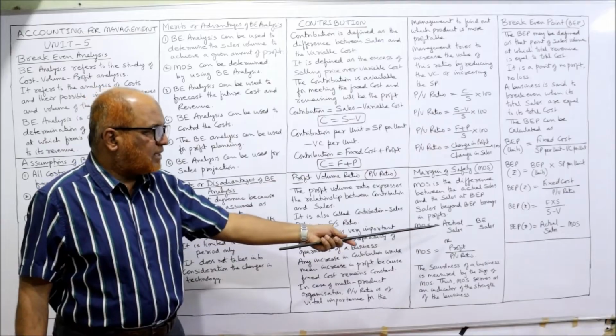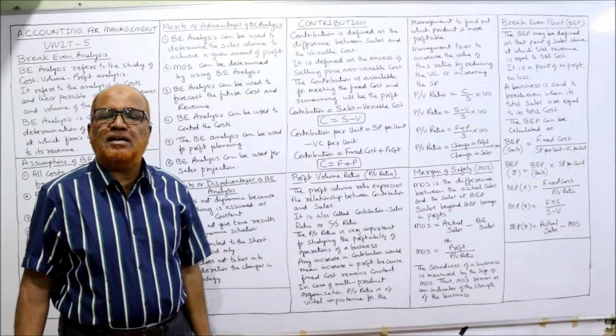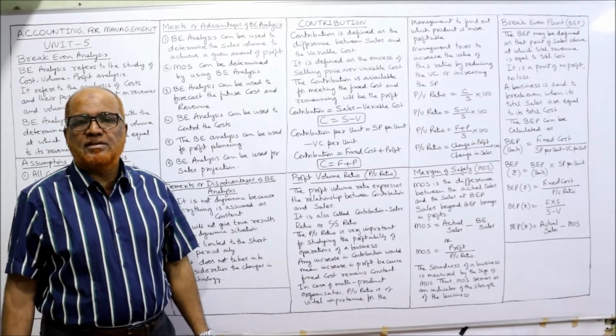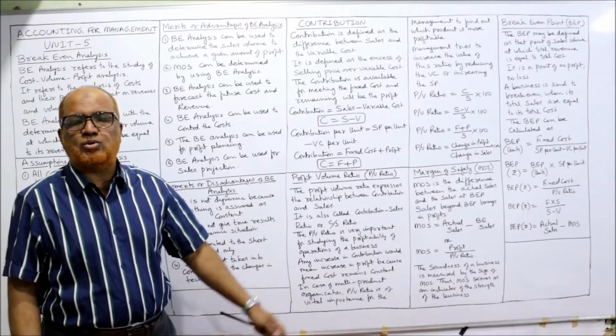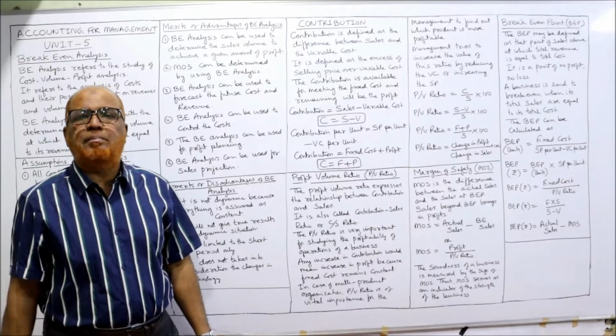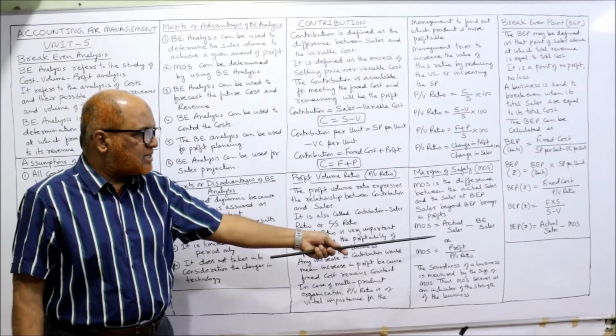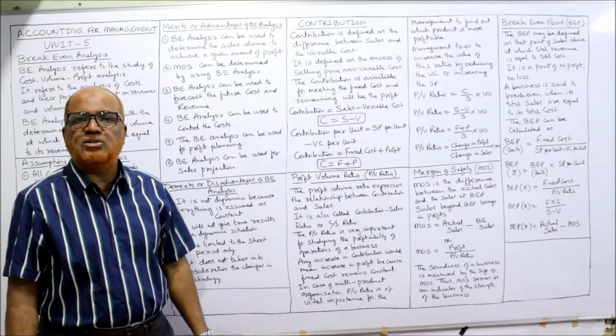So margin of safety, the formula is actual sales minus break-even sales. Suppose in my example, just now I have given the example, 14 lakh rupees is the actual sales, 10 lakh rupees is the break-even sales. So 14 lakh minus 10 lakh, 4 lakh rupees is the margin of safety.